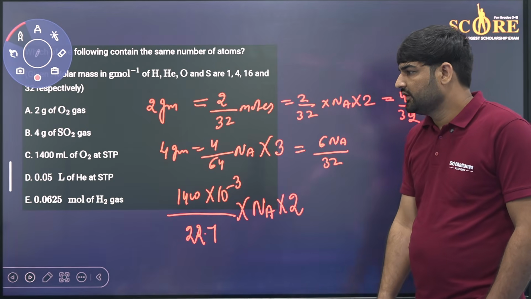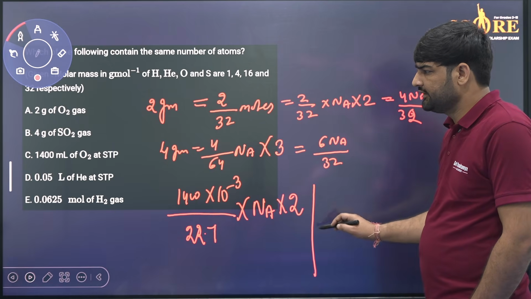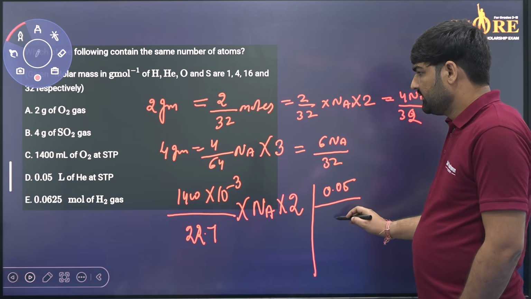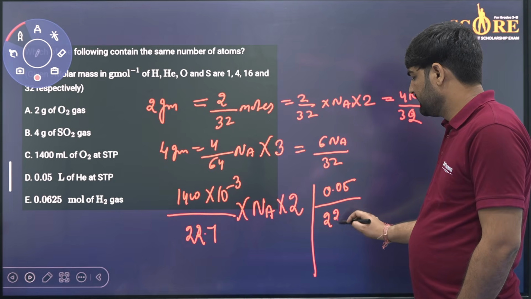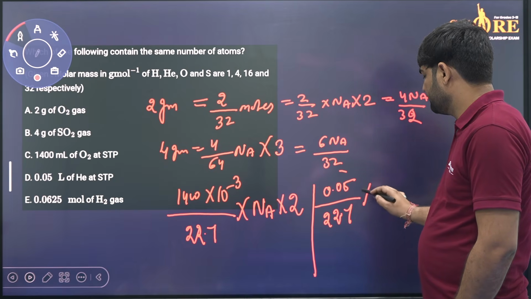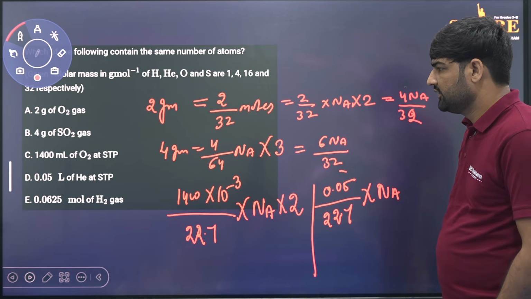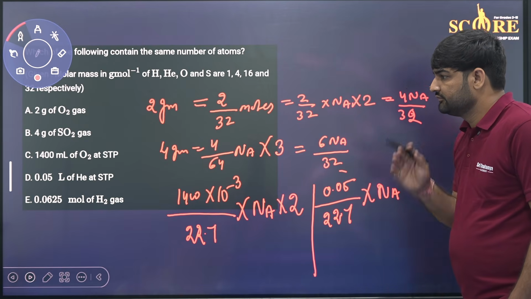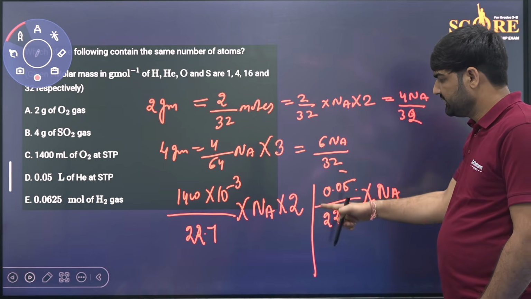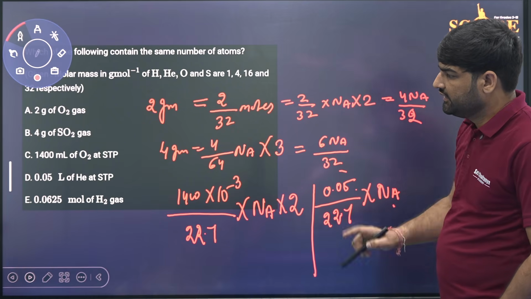And now for helium, we can say 0.05 liter divided by 22.7. These are the moles of helium, multiplied by Na. This is the number of atoms. So this is volume, this is mole, multiply by Na. This is the number of helium atoms.